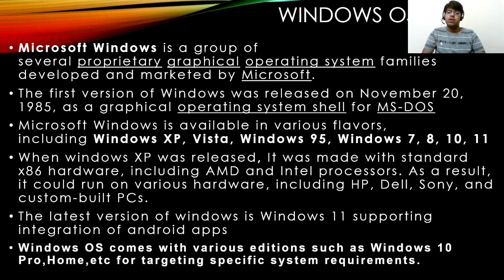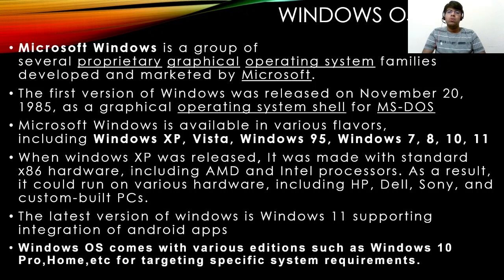Microsoft Windows is also available in various flavors, which include the people's favorites: Windows XP, Vista, Windows 95, Windows 7, Windows 10, and the latest, Windows 11. When Windows XP was released, it was made for standard x86 hardware, which included both AMD and Intel processors, so it could run on various hardware, including HP, Dell, and Sony. The latest version is Windows 11, which officially supports the integration of Android apps.